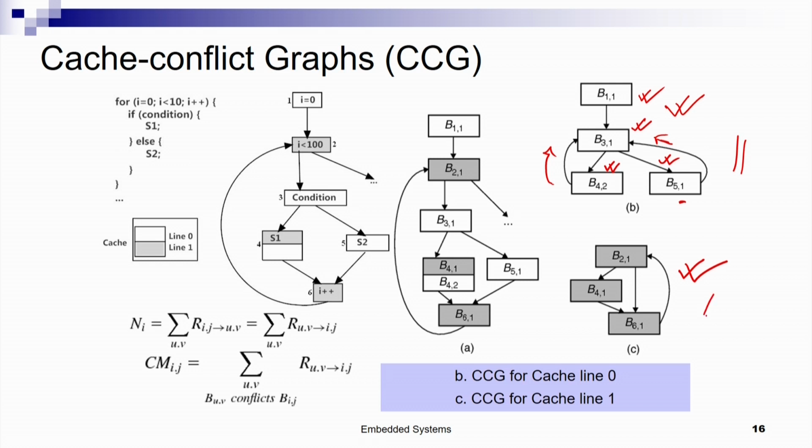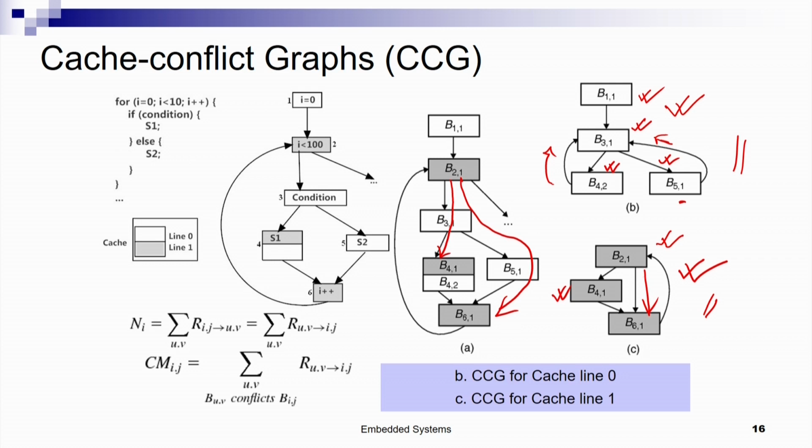Similarly, for cache line 1, what do we see? Firstly, memory block 2 1 is in cache line 1. After that, either memory block 4 1 will remain in cache line 1 if this path is taken, or if this path is taken, then memory block 6 1 will replace memory block 2 1.